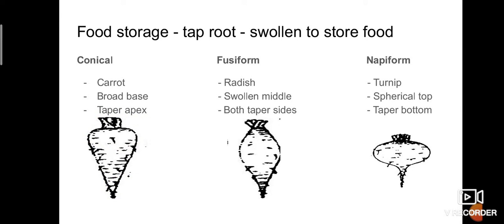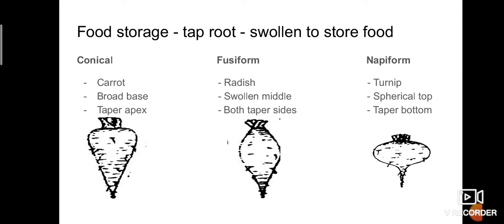The second one, if you choose the radish, it is a fusiform shape. What do you mean by fusiform? Fusiform means the swollen part is in the middle and both ends are tapered. They are swollen only in the middle and both ends are tapered. So they are called fusiform. If you take a turnip, it is spherical on top and has a tapered bottom. They are called napiform. They are called what? Napiform.